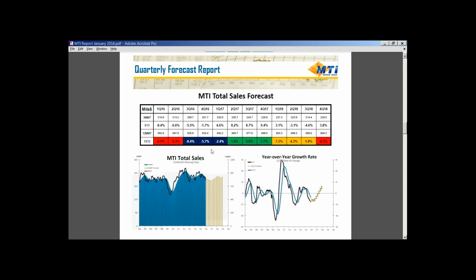Another way to read this is by looking at the year-end values. So essentially what we're saying is that MTI total sales will finish this year down 5.7%. They will grow 7.7% by the fourth quarter of 2017, so year-end 2017. And then that slight contraction will occur late in 2018.